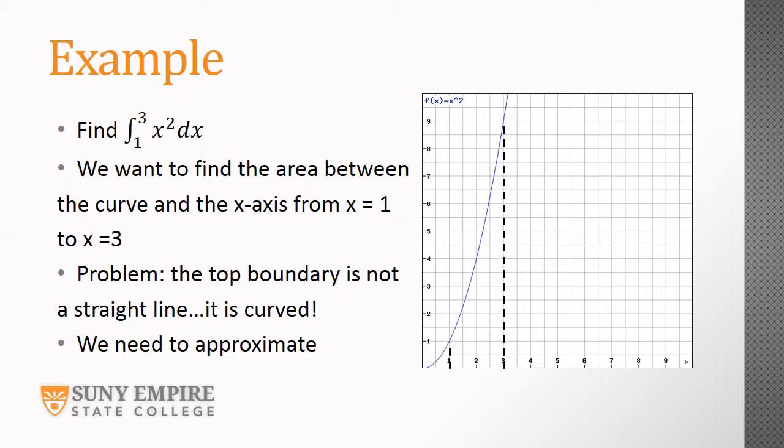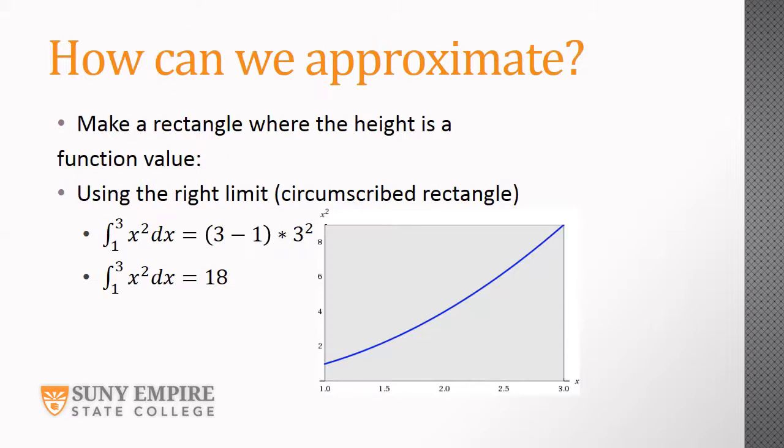Suppose we want to find the integral of x squared in the region from x equals 1 through x equals 3. As we discovered in the first resource on integrals, this means we want to find the area between the graph and the x-axis in that range of x values. However, in the earlier resource, the upper boundary was always a straight line, either a constant value or some linear function. In this example, the top boundary is curved. We will need to use some sort of approximation to find this area.